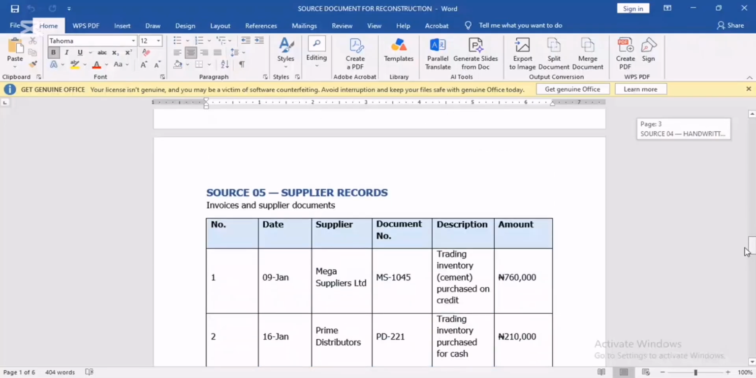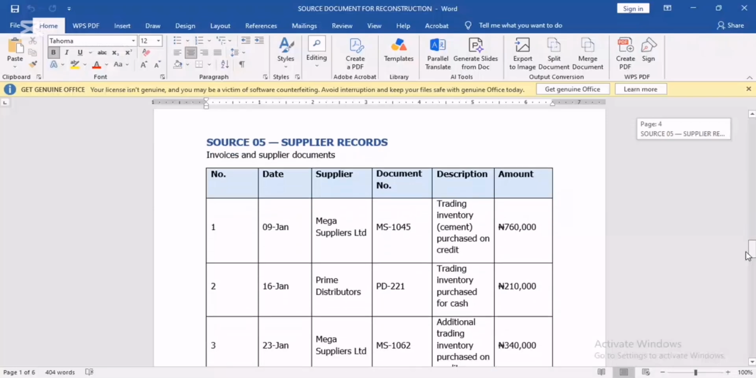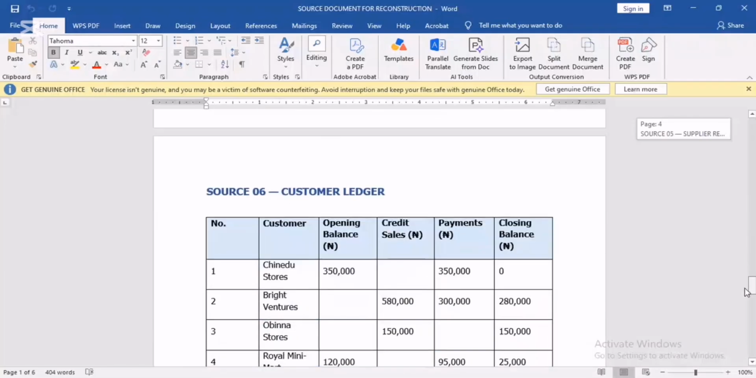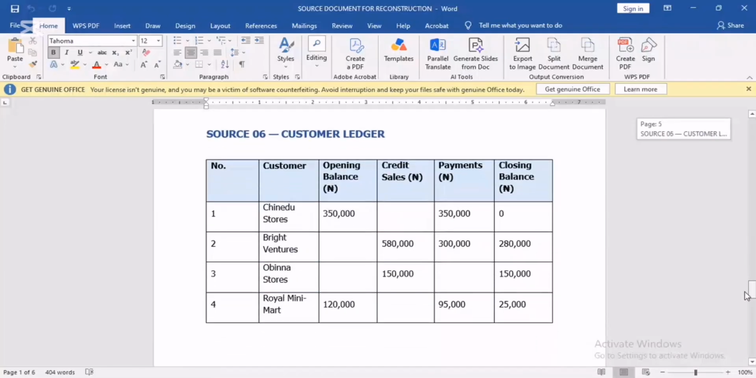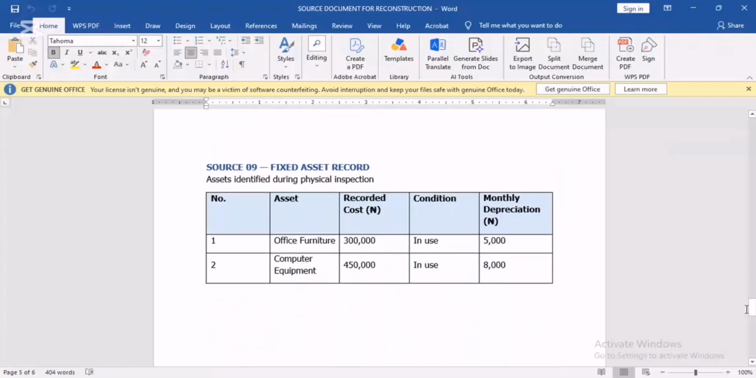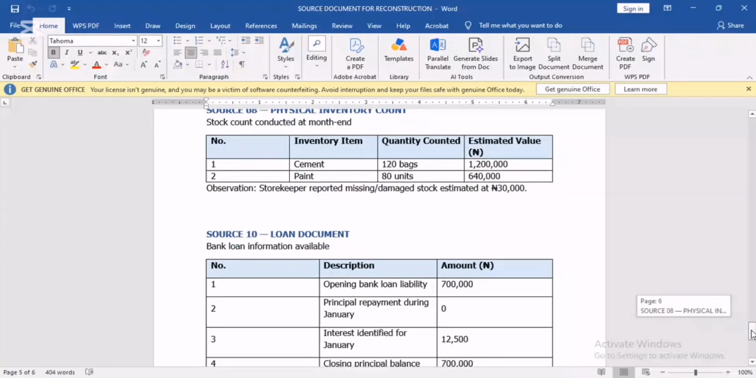Another document they made available is the suppliers, so these are their vendors. These are the records they have on hand regarding suppliers. Then also customer ledgers, their customers. Then also their fixed assets record. What they had on hand was office furniture and computer equipment as well. Then the physical inventory, these are the goods available at the beginning of the period. So we take cognizance of them.